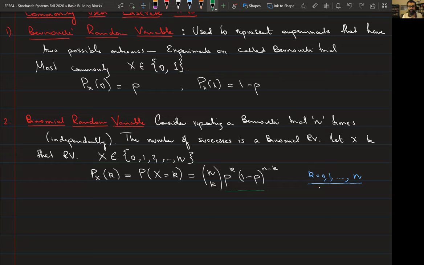I don't want to go into a lot of details here, but that's roughly how you come up with this. Now, can somebody verify for me whether this sums to one? So verify that if I sum from k equals 0 to n, n choose k, p raised to power k times 1 minus p raised to power n minus k, what does this turn out to be equal to? This should sum to 1, by the way, because this is a valid PMF. How does this sum to 1? Just a sanity check.